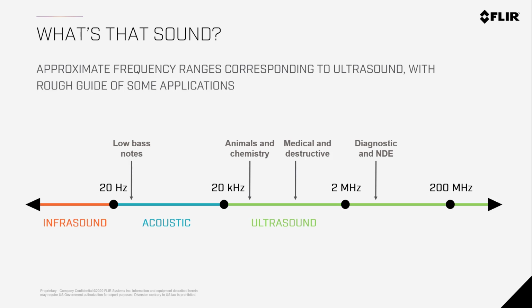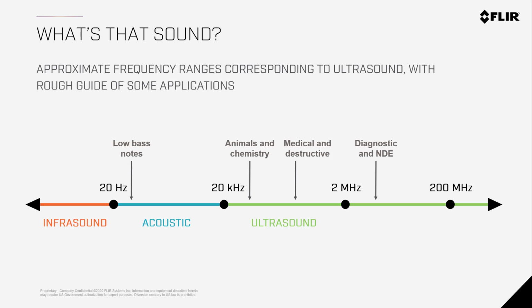That's the title. And as you look at the chart here, you can see the approximate frequency ranges that correspond to ultrasound, with a rough guide of some of those applications. Let's take a look down at the line across the bottom. You can see acoustic located there in blue. That is what humans can hear, somewhere between 20 hertz and 20 kilohertz. You can see above that is the ultrasound, right? These are things that humans cannot hear, but shortly above the acoustic area is areas that animals can hear, right?